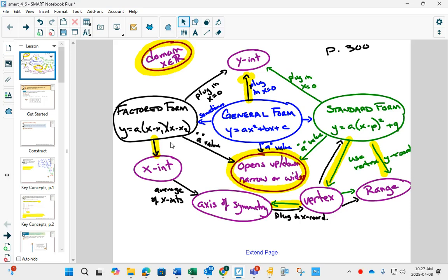It is my opinion that the highlighted way is the easiest if you had any choice available and it just asked you to find one thing. For example, if it just asked you to find the vertex, this is the easiest way to find the vertex, through the standard form. I think through the standard form is the easiest way to find the axis of symmetry. But if they ask you for the x-intercepts, there's only one easiest way to find the x-intercepts. You have to go through that black arrow.